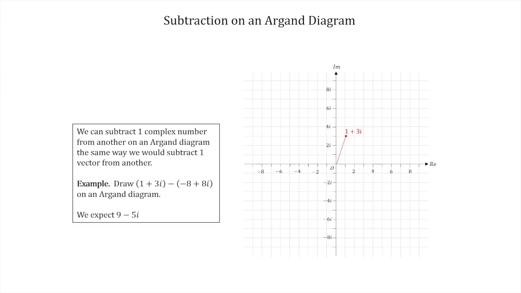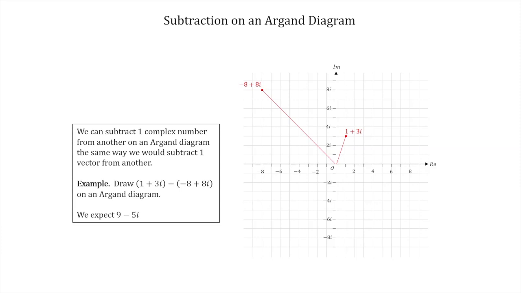Now I'll start by drawing the second complex number, minus 8 plus 8i, just the exact same way I drew this one, so that would be up here. So I've gone minus 8 along the real axis and then 8 up the imaginary axis, and this is minus 8 plus 8i. So to subtract this second number from the first, I have to place the line, if you like, the sort of vector I'm using to represent the complex number, at the end of the first one.